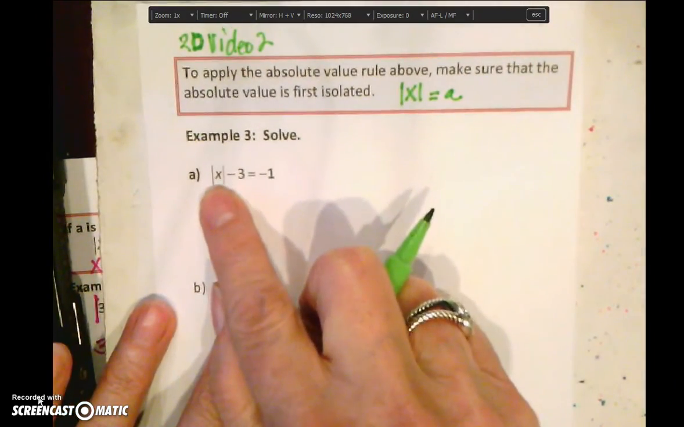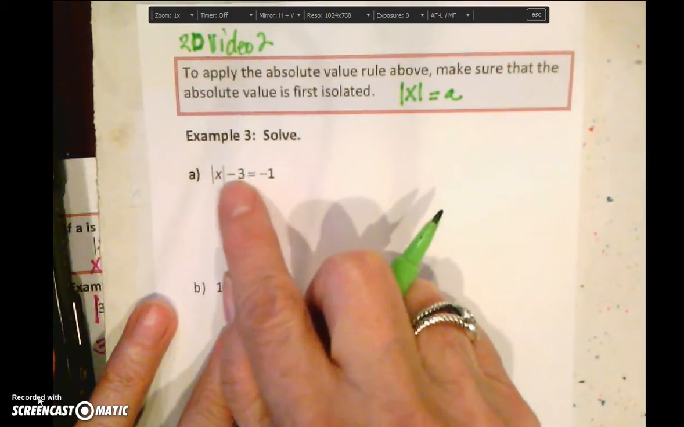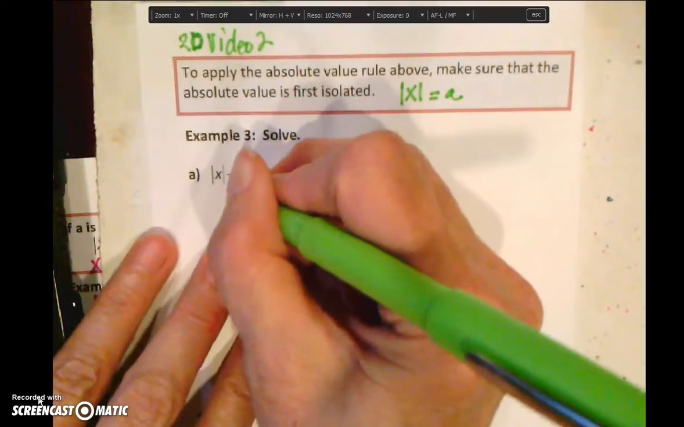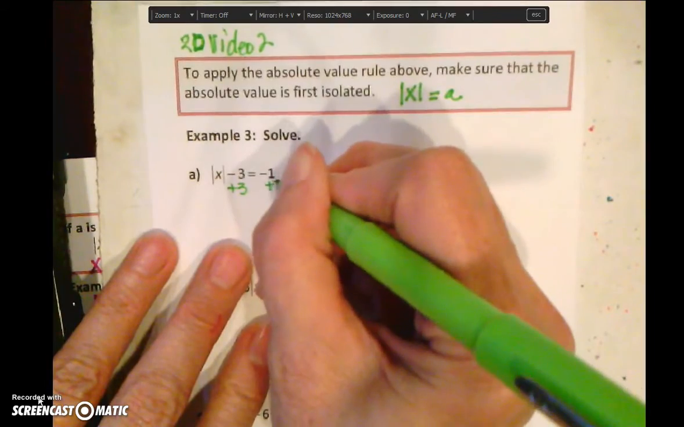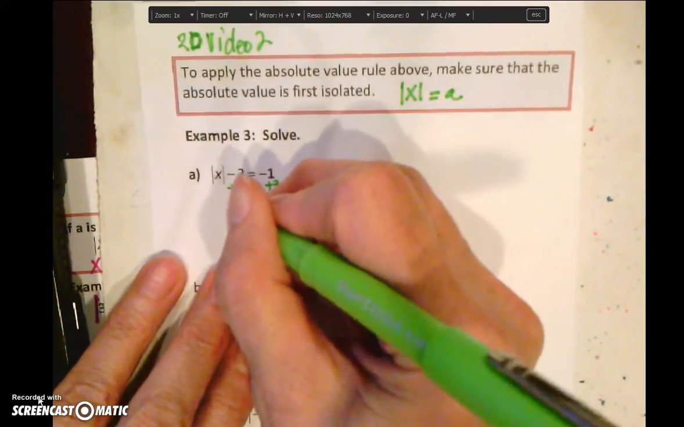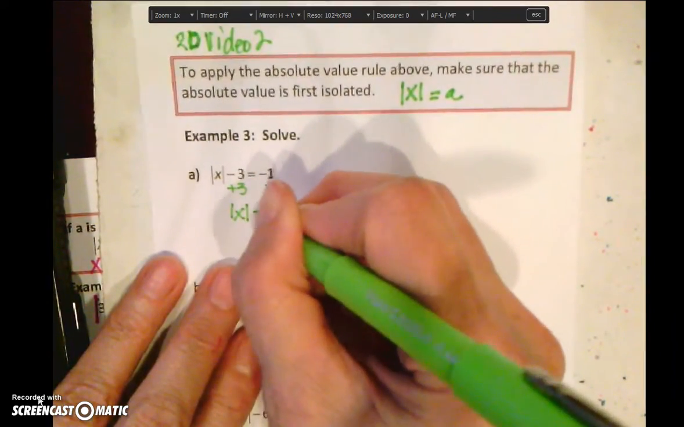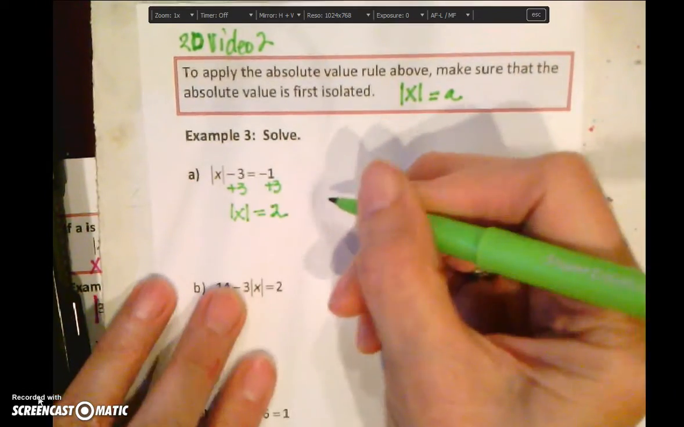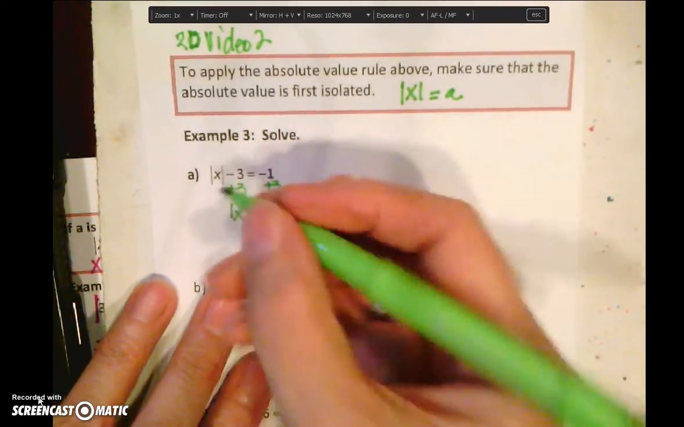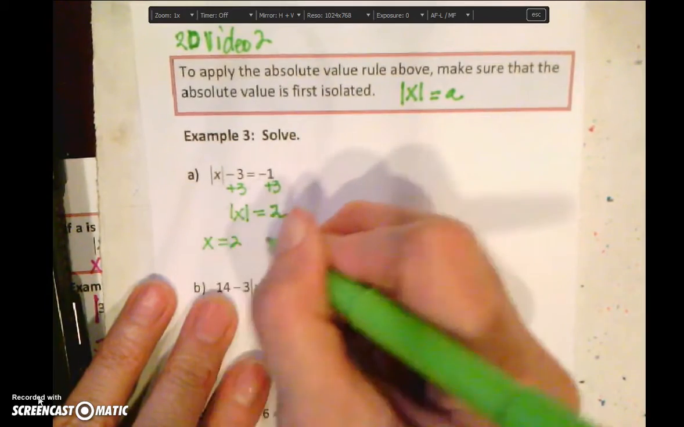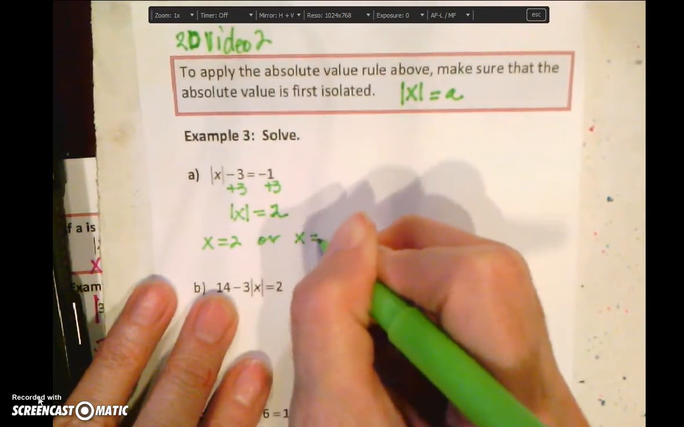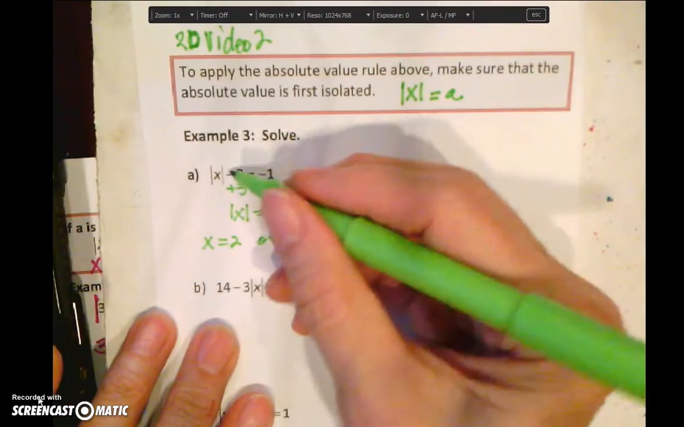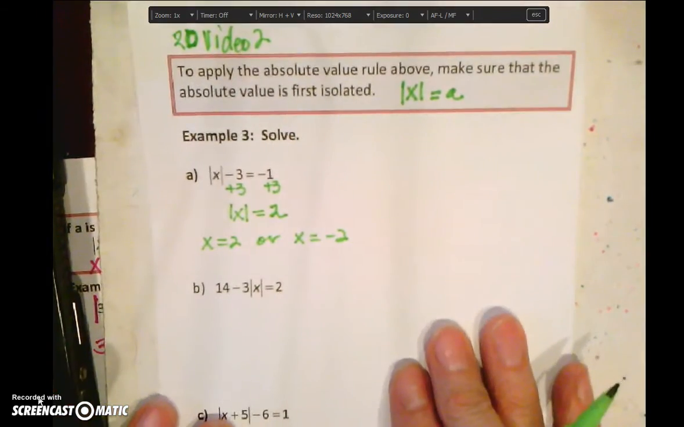So for example, in A, I have this minus 3, which I need to move over. So I'm going to begin by plussing 3, and then I get the absolute value of x is equal to 2. And I can apply my rule that either x is equal to 2 or x is equal to negative 2. Notice there's no 2's in that problem.